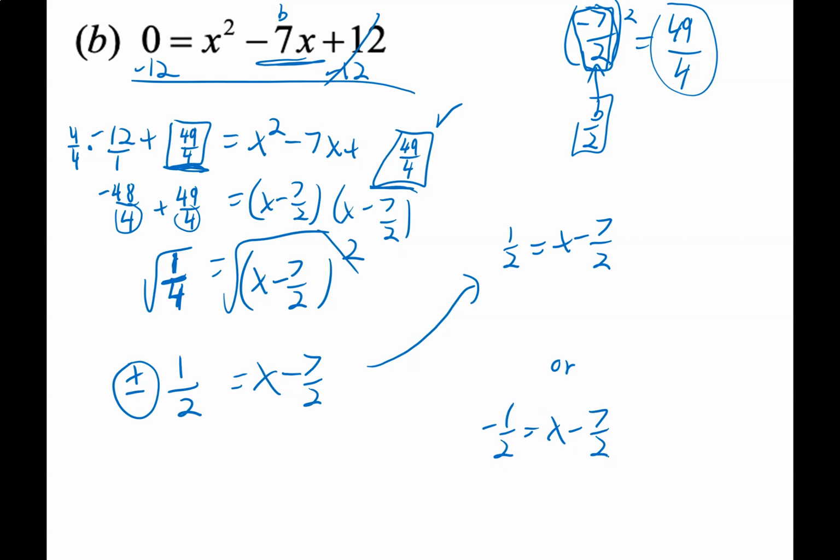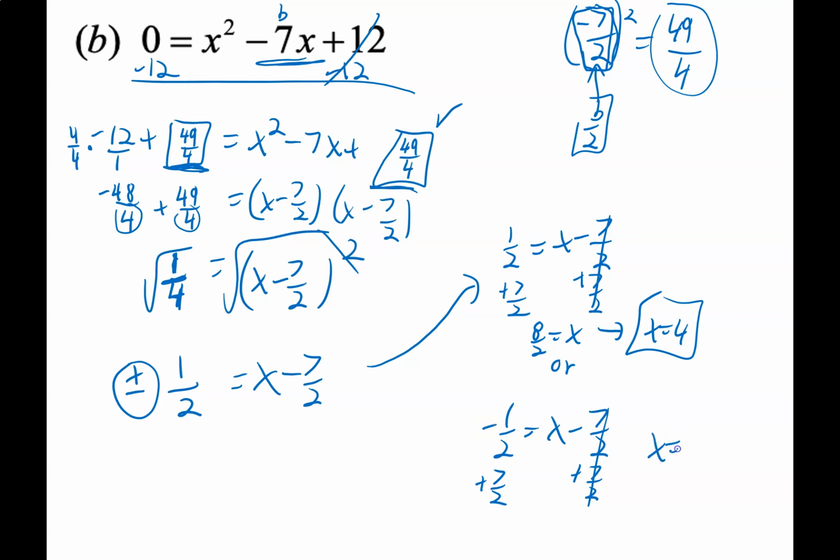That's x minus 7/2. So to finish, I add 7/2 to both sides, and 1/2 plus 7/2 makes 8/2. And 8 over 2 is just like saying 4. Here, if I add 7/2 to both sides, that gives me x equals negative 1 plus 7. That's going to give me 6/2. And 6/2 is 3.